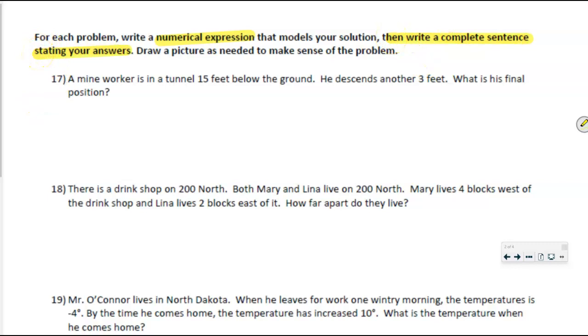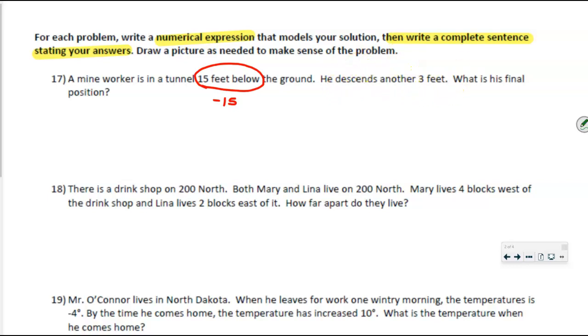So let's take a look at the first one and what this looks like. A mine worker is in a tunnel 15 feet below the ground. He descends another 3 feet. What is his final position? So where is this miner starting? 15 feet below. What number do I need to use to represent 15 feet below? Jackson, a negative 15. What does it mean if he is descending?